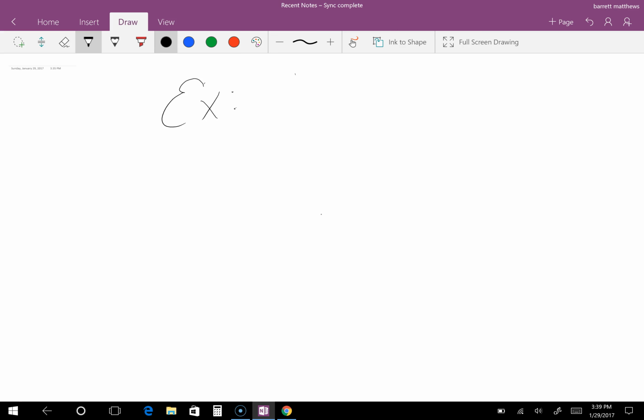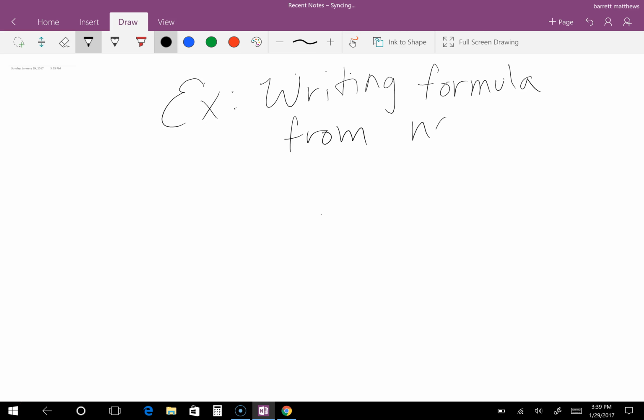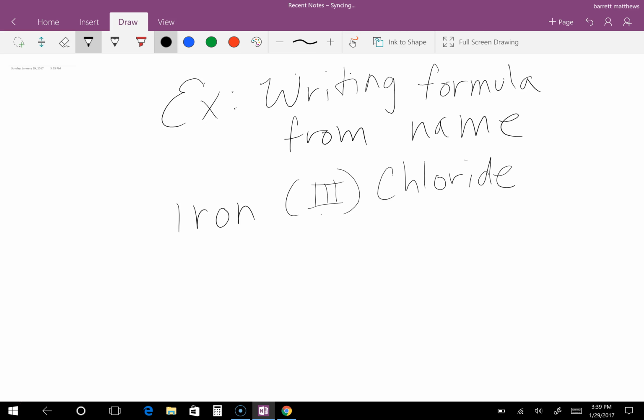Let's take a look at an example in which we are writing the formula and we are given the actual name. So an example of this would be something like iron, Roman numeral 3 here in the middle, chloride. Here's the name of what we have been given, and let's write the formula.